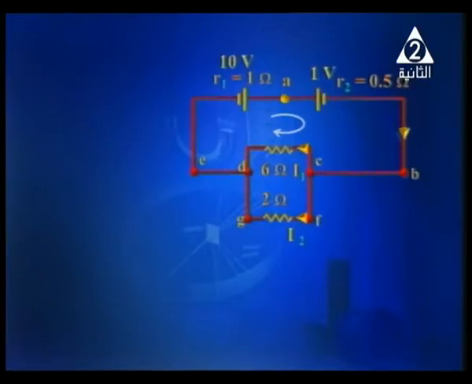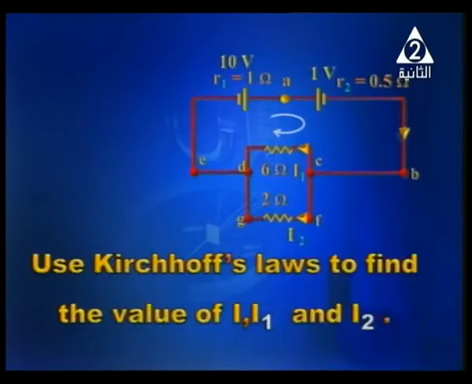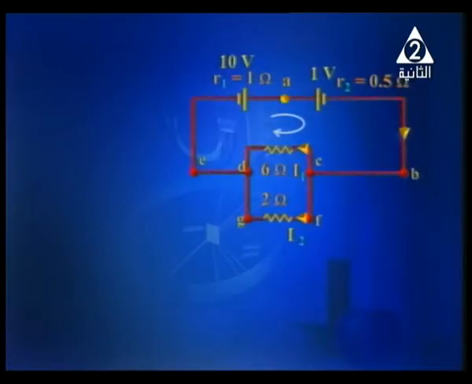This circuit can be solved using Ohm's law of closed circuit, but we'll use Kirchhoff's laws. We want you to use Kirchhoff's laws to find the value of the current I and the current intensities I1 and I2. So we want you to find I, I1 and I2. Once again, the circuit is shown in front of you.